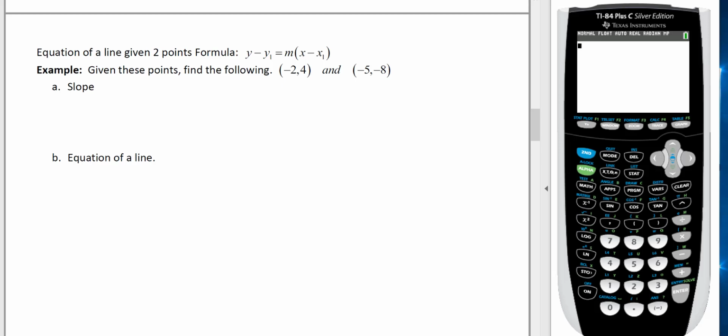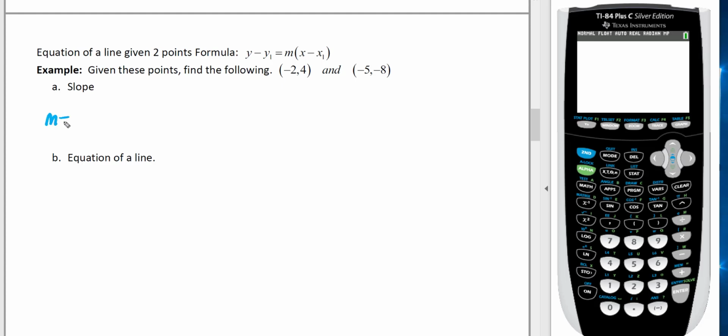In this problem, we're going to be finding a line between 2 points. We are given the formula y minus y1 equals m open parentheses x minus x1 close parentheses. We're given these points (-2, 4) and (-5, -8). We're going to find both the slope and the equation of the line.